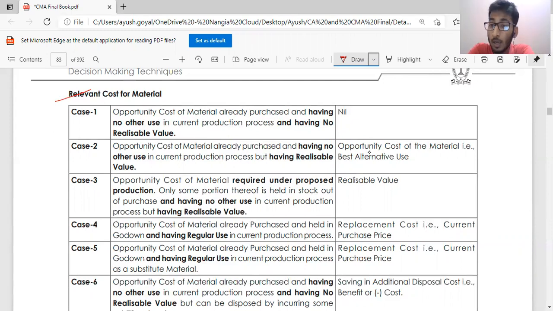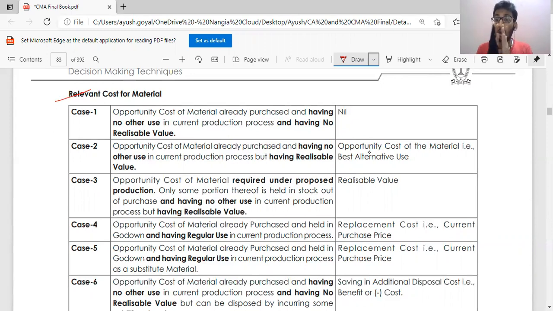That material A having no resale value is of no use. It is just there in your inventory, and now you've got a project where you can use that material A at least somewhere. Now, what would be the relevant cost of that material A?